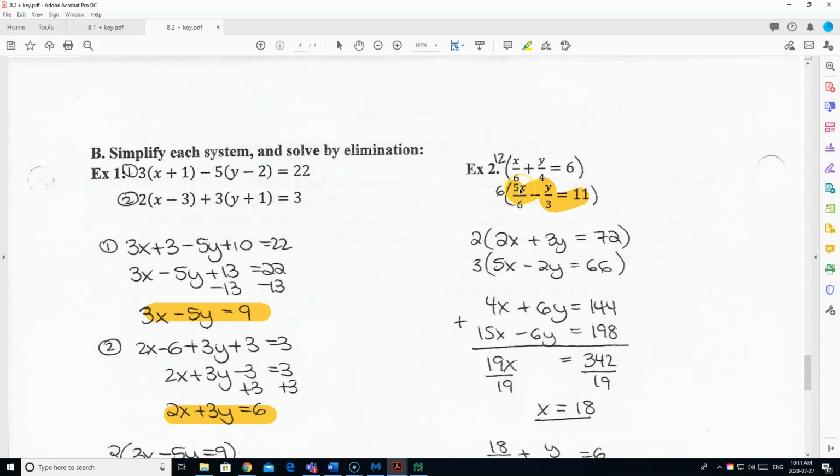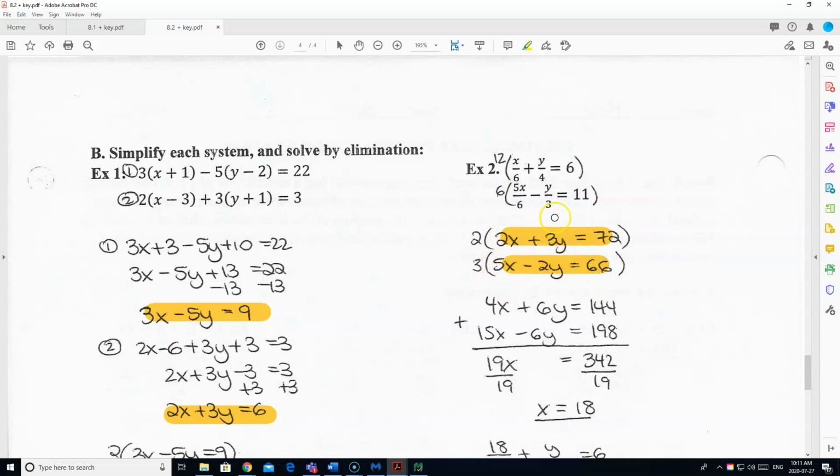So 6 times 5 gives you 30. 30 divided by 6 gives you 5. So that's how they got that. 6 divided by 3 gives you 2, so negative 2 in this case because of the negative sign. Finally, 6 times 11 gives you 66. Okay, so we got our two equations rewritten without the fractions, and now we're getting ready for our elimination step.